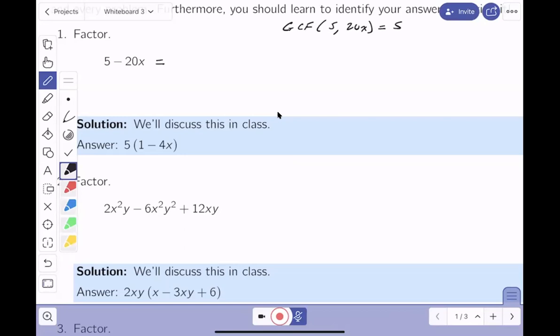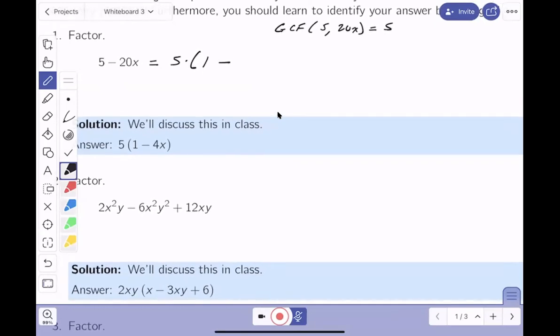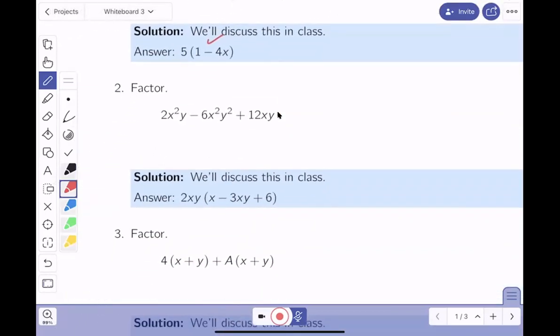So what does that mean? Greatest common factor. They have 5 in common. Here comes the tough part for a lot of students. They say, what's there then? Well, 5 times what would give you 5? 1. Minus 5 times what would give you 20x? Well, that would be 4x. You check it. It's done. All right, let's go to number 2.